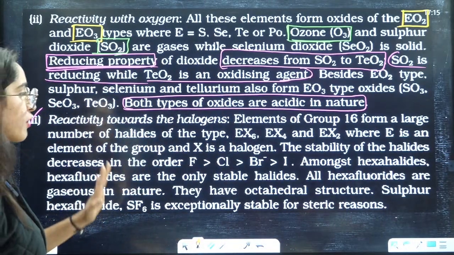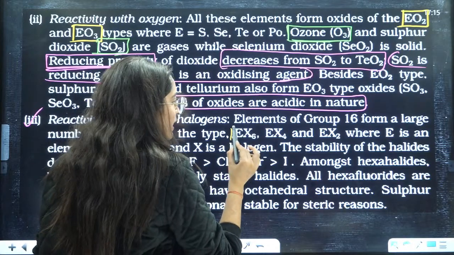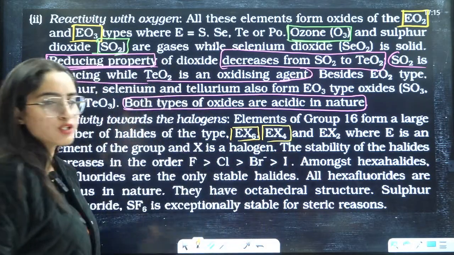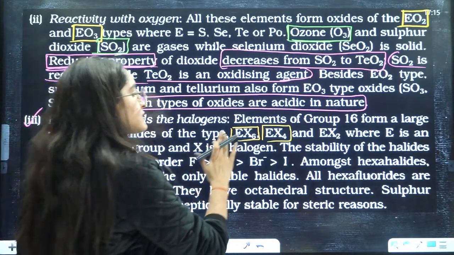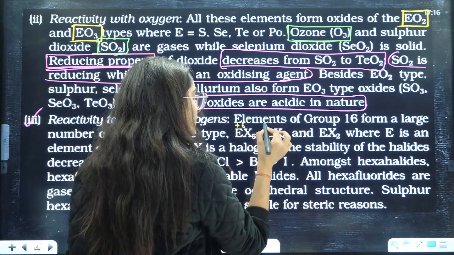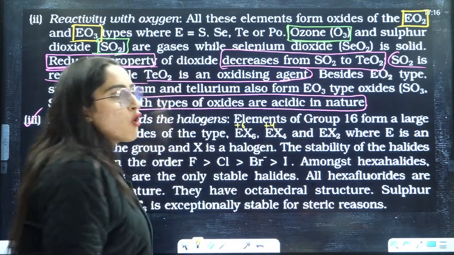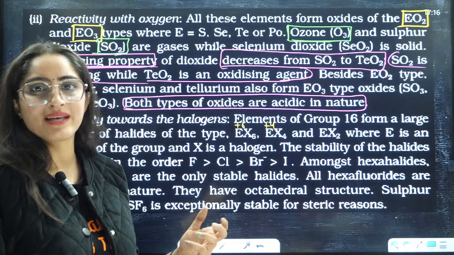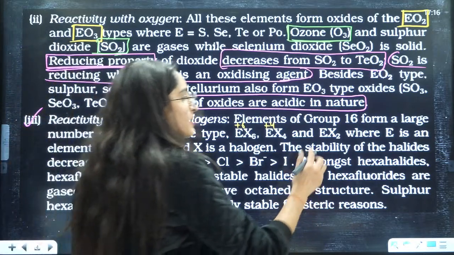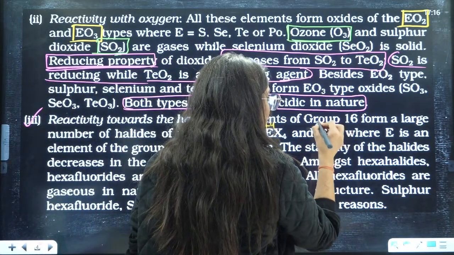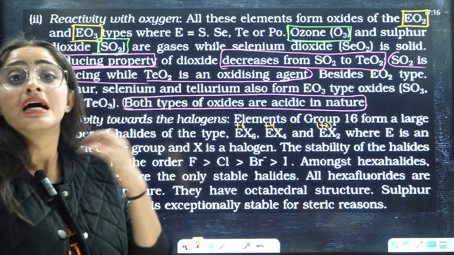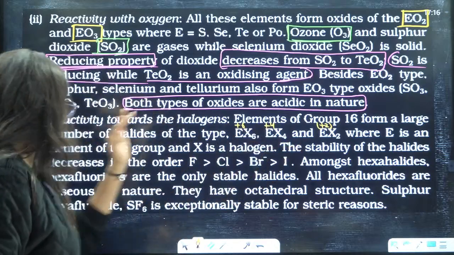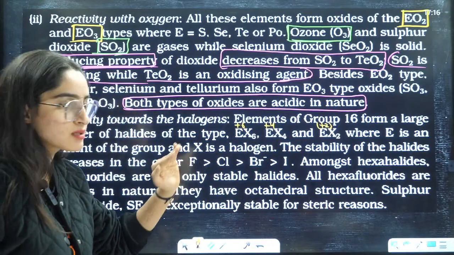They form a large number of halides of the type EX6 and EX4. These two we have seen, where E has oxidation state plus 6 and here it has plus 4. Now, plus 2 halides, right? Like SCl2, SF2. These are very rare, but they are found, right? They are also found here, where the element has plus 2 oxidation state, where E is an element of the group and X is the halogen.